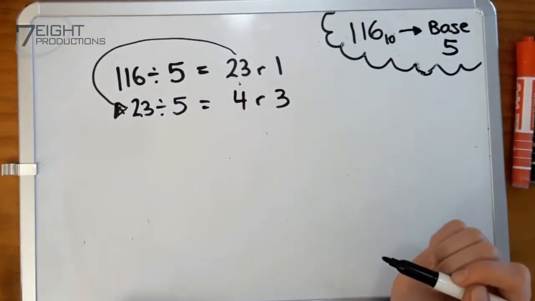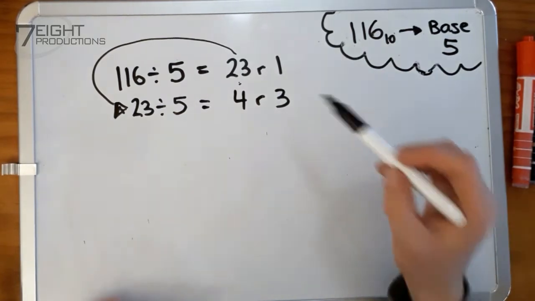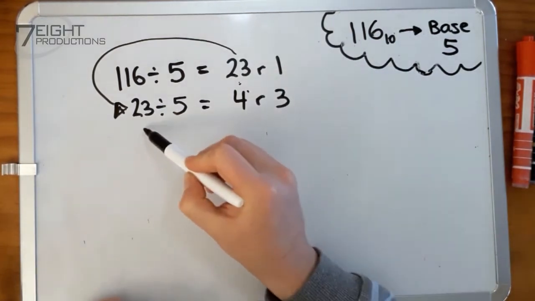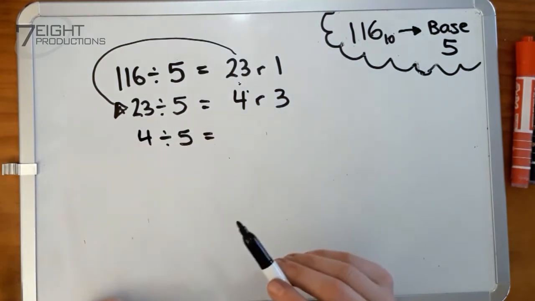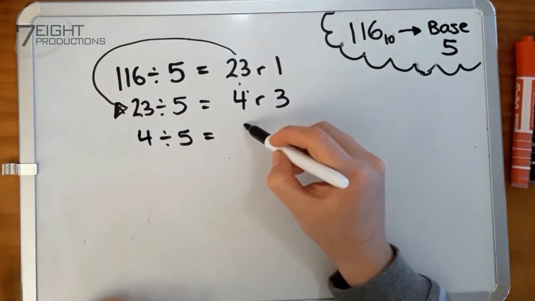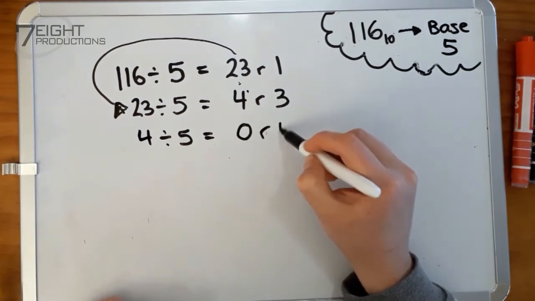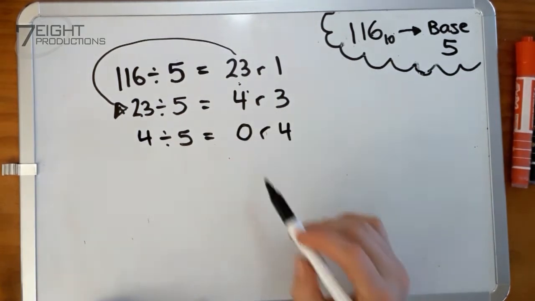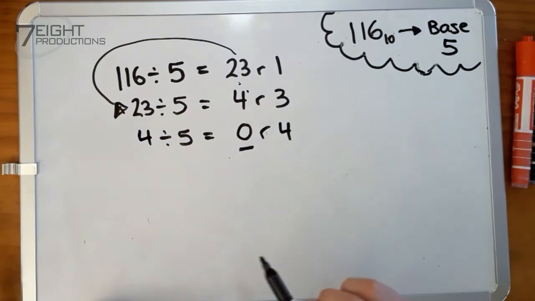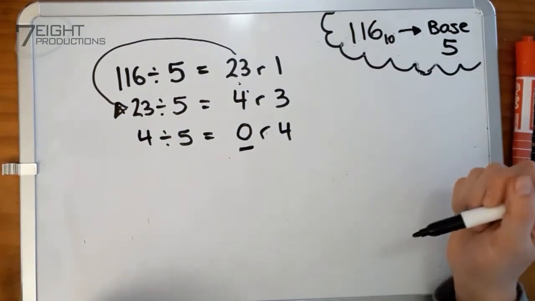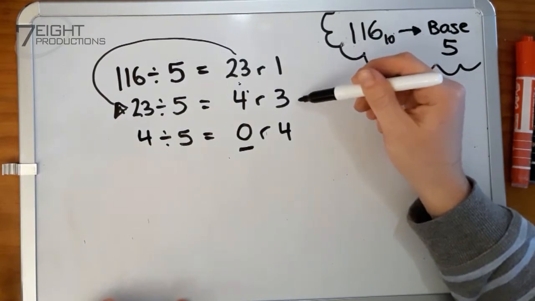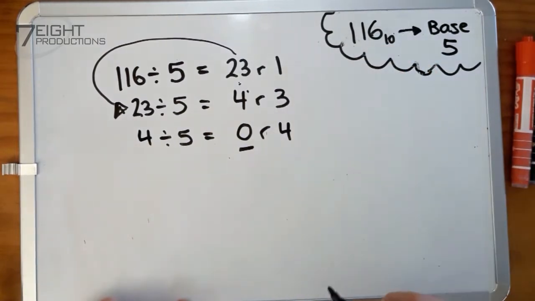Right now, we follow the same way. We take this one and we divide it by 5. 4 divided by 5 is equal to, well, we can't do it, so it goes 0 times and there's a remainder of 4. Now when we get 0 here, this is when we stop, okay? And we look at the remainders that we have. We have the remainder 1, remainder 3, and the remainder 4.